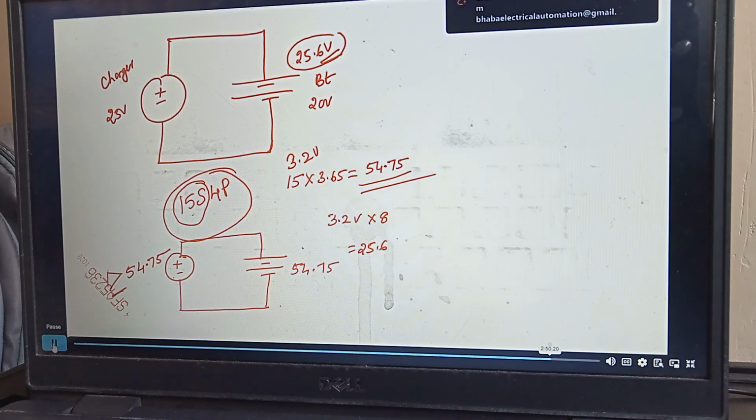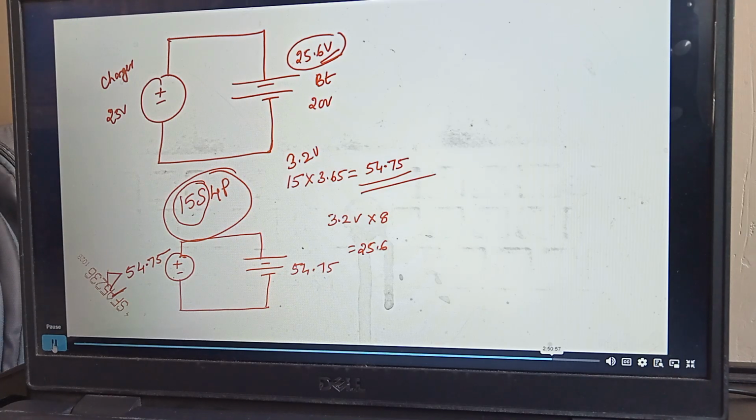Over voltage. See, at 54.75 the BMS is going to cut off, right? This cutoff setting you do at the BMS level only. So that's why I have given you greater than or equal to. Suppose you buy 54.75, there is no problem. Greater than or equal to 54.75, also no problem, because your BMS is going to cut off the battery pack when it reaches 54.75. Clear?